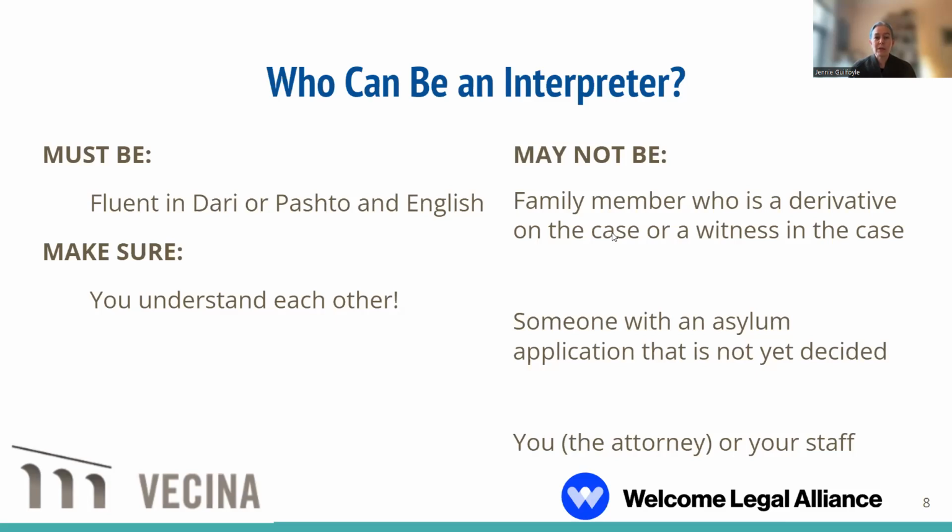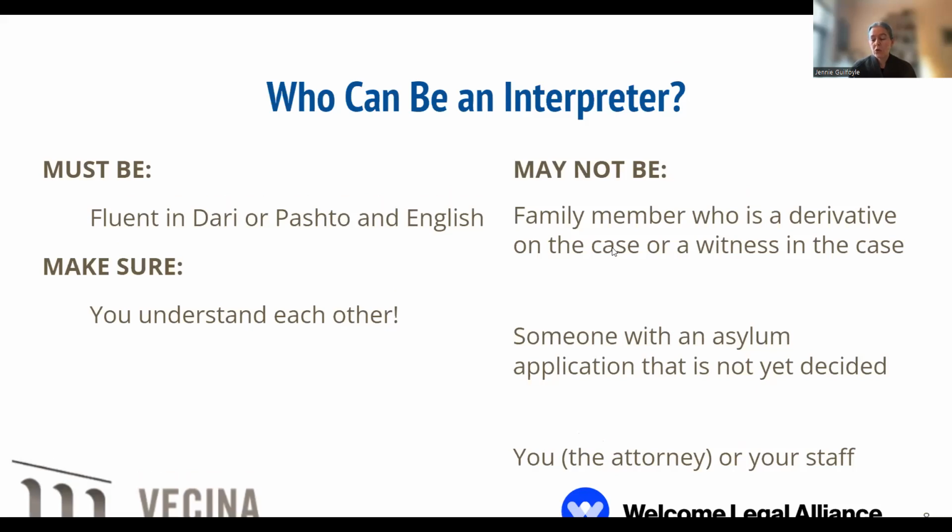Who cannot be an interpreter? So the asylum office says that the interpreter cannot be a family member who is a derivative or a witness on the case. So a spouse who's a derivative on the application, as Chelsea mentioned on the previous slide, can't be the interpreter. And it can't be someone who's a witness in the case, someone who's got a vested interest in the case that way as a family member.